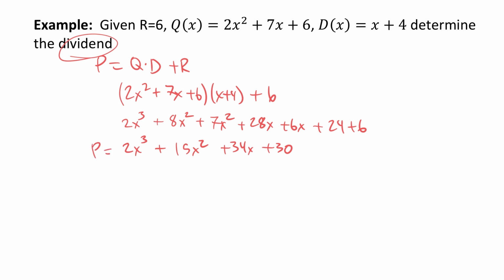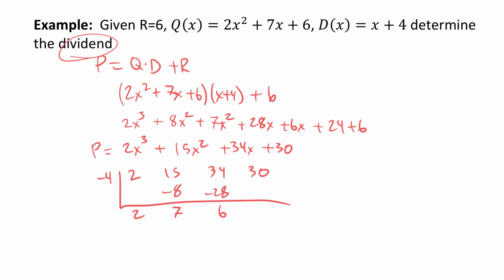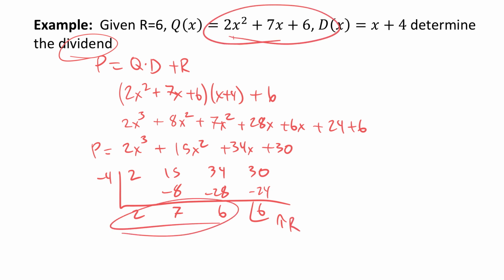And if you were wanting to check your answer, what you could do is take this polynomial with synthetic division, 2, 15, 34, and 30. Grab our -4. And if you rock and roll in the synthetic, you should, let's see here. Yes, we have a remainder of 6, and we have our quotient showing up right here. So this is definitely good to go.